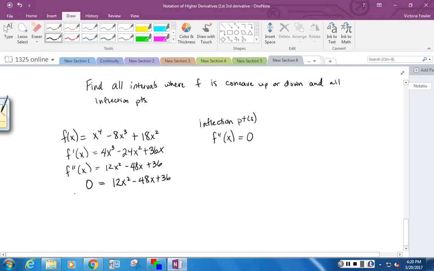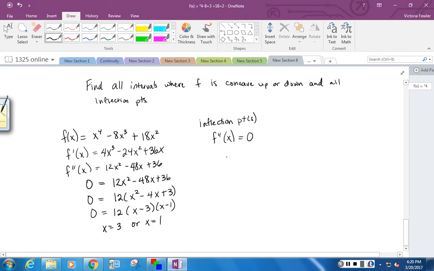Remember, this derivative, second derivative, is going to exist everywhere we have a polynomial. And so because this is a quadratic, I should have some quadratic methods. So I'm going to factor out a 12. I'm going to have 12 times quantity x squared minus 4x plus 3. And then I'm going to factor, and this would factor into, let's see, two numbers that multiply to 3 but add to negative 4. So it's going to be x minus 3 and x minus 1, right? Which means that x either equals 3 or x is 1. So it looks like I have 2 inflection points.